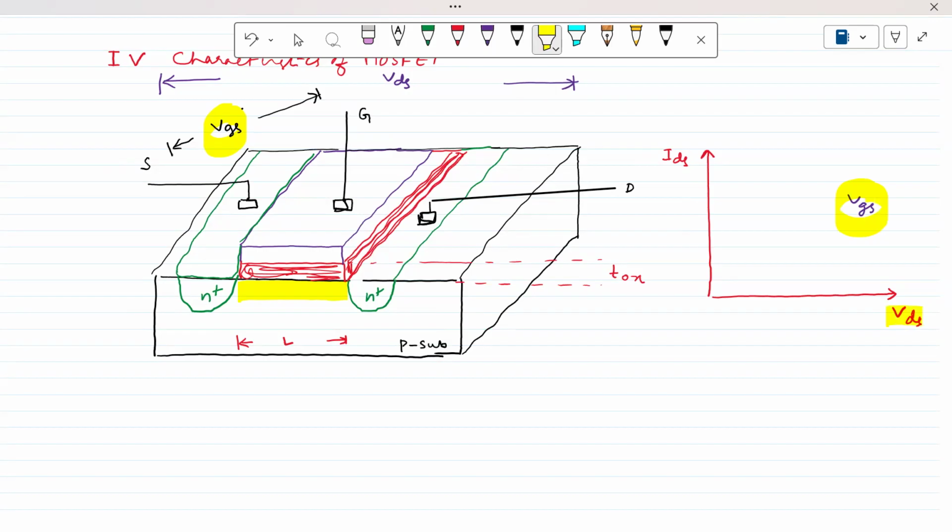Because under the oxide, you will see immobile ions. It's not free carriers. Only immobile ions will be there inside, below that one, right? That's the reason.